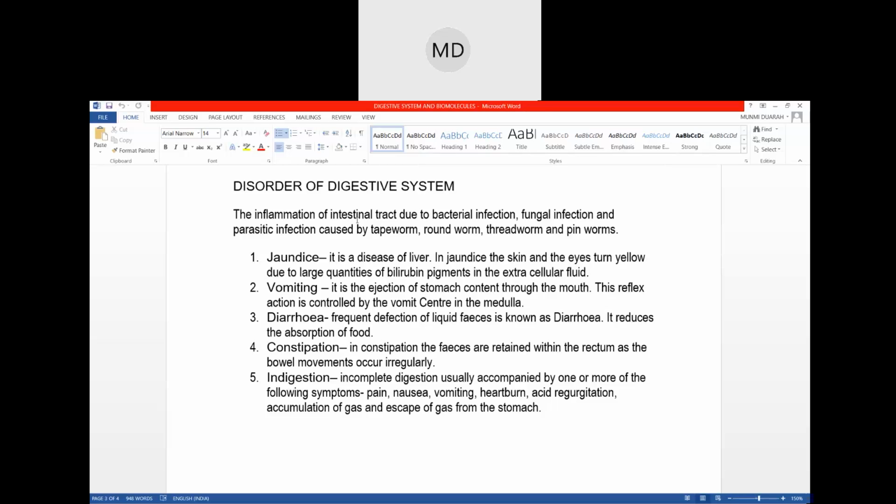Sometimes diseases might occur in the digestive system because of indigestion. Whenever you eat food and it is not digested, it will result in indigestion, and it will show several symptoms. Vomiting is also a result of indigestion.